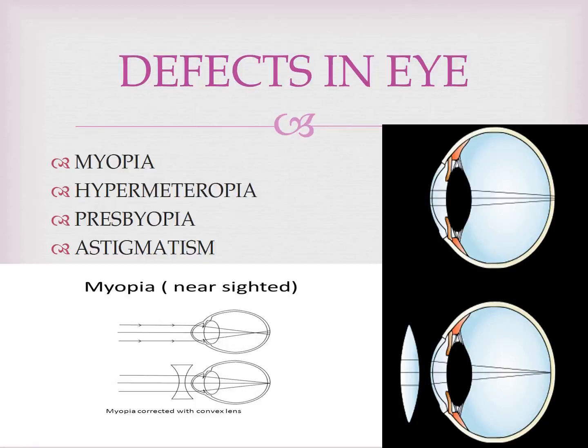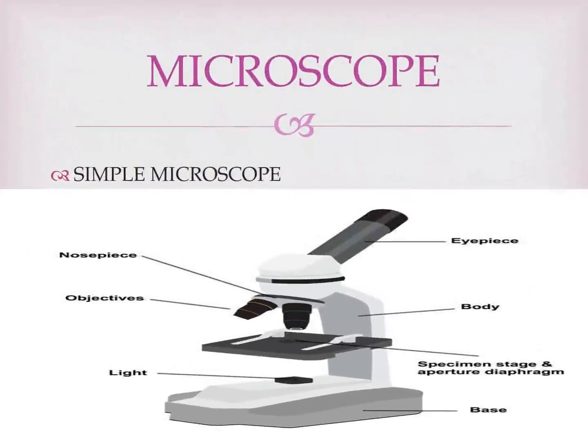These are some defects of the eye. So due to these accidents, astigmatism is formed. We can reduce this astigmatism by cylindrical lenses. Astigmatism is reduced by cylindrical lenses.